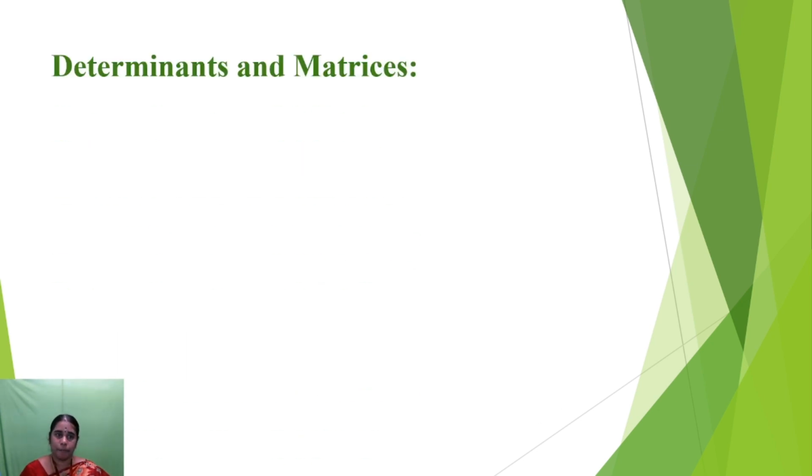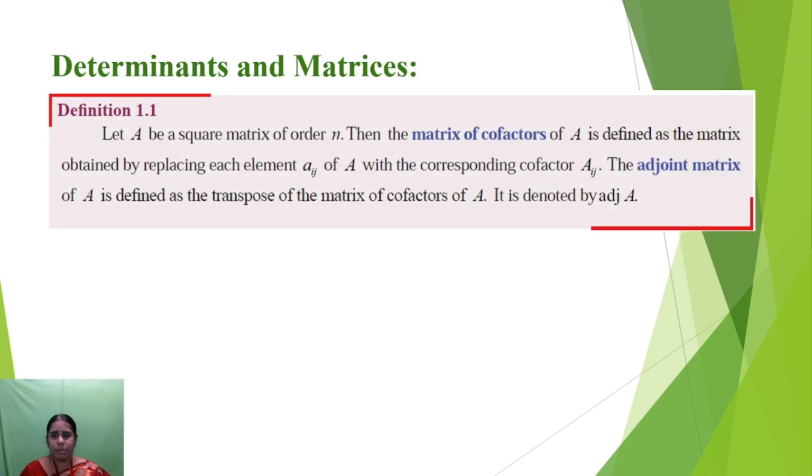Next, chapter 3, determinants and matrices. First, what is meant by matrix of cofactors? We know about matrices. For any square matrix A, the matrix of cofactors is defined as the matrix obtained by replacing each element Aij of A with its corresponding cofactor. The adjoint matrix is denoted by adj A, which is nothing but the transpose of the matrix of cofactors of A.